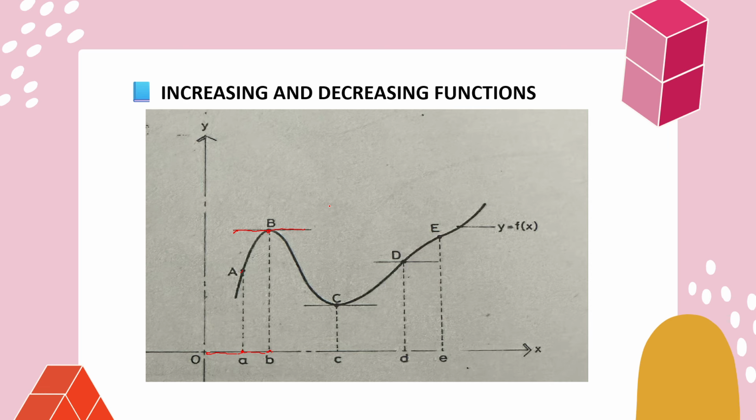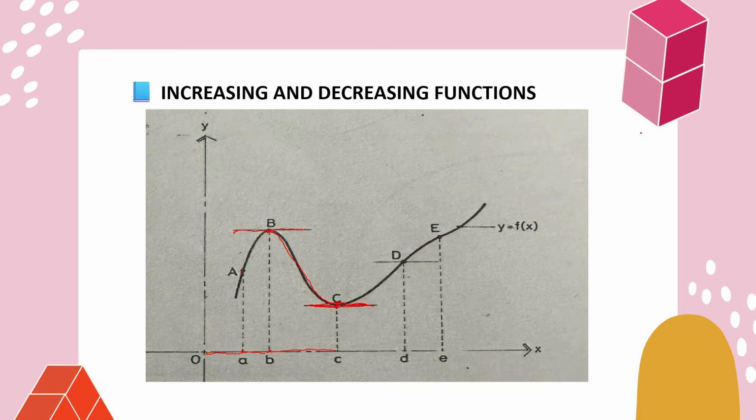And going from B to C, if we look at this part, the function decreases. So from the interval B to C, the function decreases. But at the point here, you have the horizontal line again. So at this point, this is what we call the minimum point, which is a critical point. Then from C to D, the function increases.